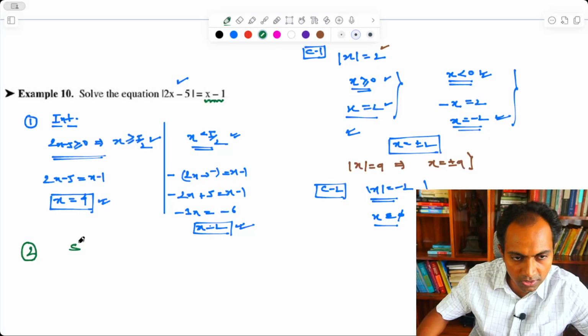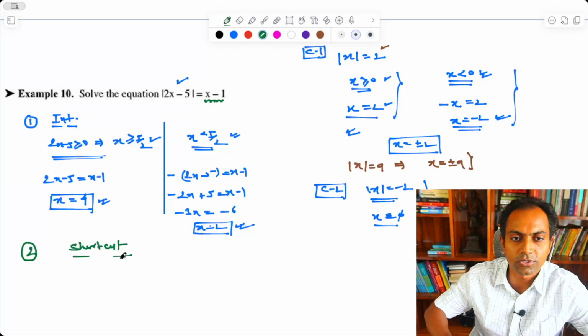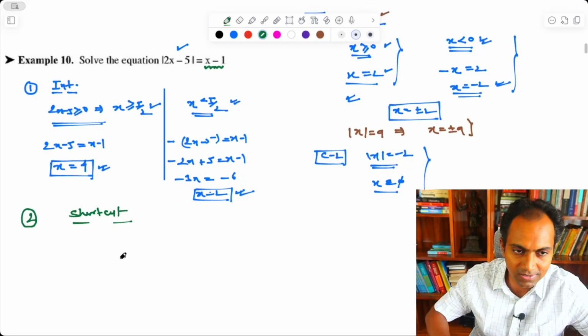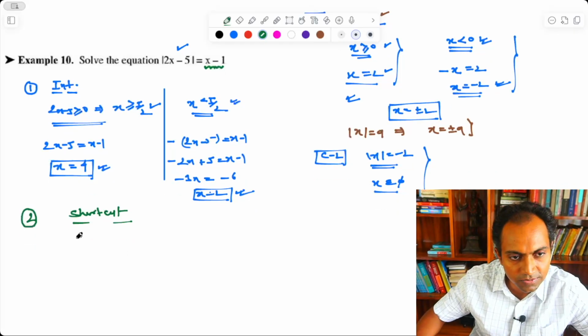So, this is a shortcut, this is not a technique per se. You should remember this, because in shortcuts, you will have to put checks and balances. Now, once you have got this, what we did here, we are going to put a plus minus sign when we remove the modulus. So, I am going to write this and put a plus sign and a minus sign.